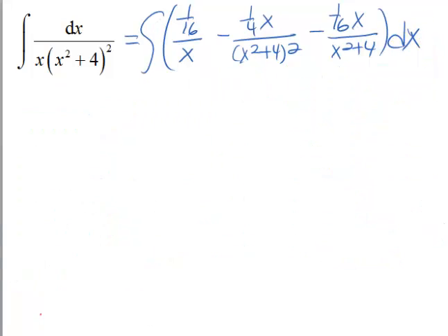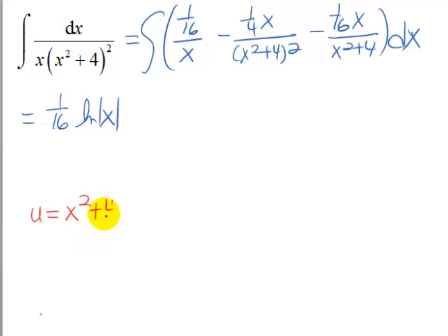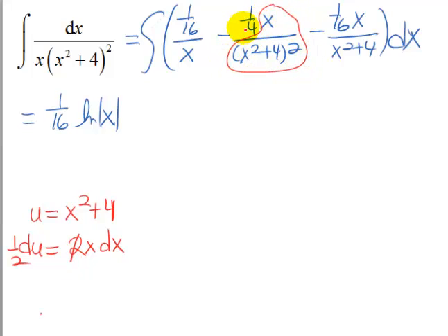Okay, let's see what we can do to integrate each of these. So looking at this one, we have 1/16 natural log absolute value of x. As I look at this middle one, I'm going to go down here to work that, and I'm going to do a u substitution. I'm going to let u be x squared plus 4. So that means du is going to be 2x dx. As I look here, I don't have a 2, so I am going to make this 1/2 and move this over here. And I'm actually just going to work this part, and then we'll put the minus 1/4 on there in a minute.